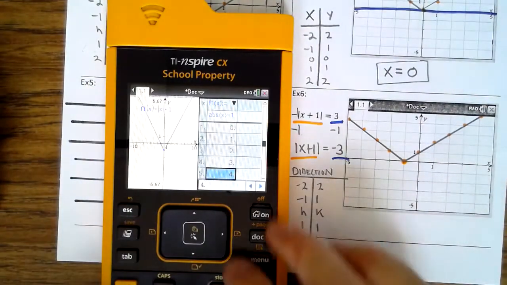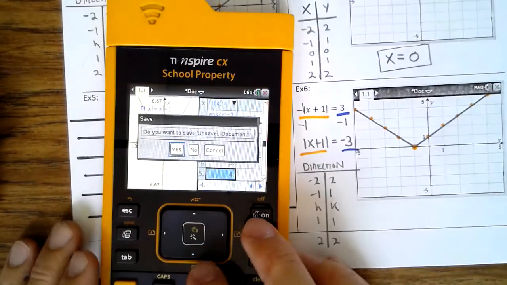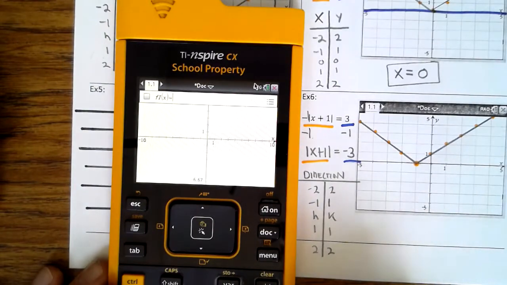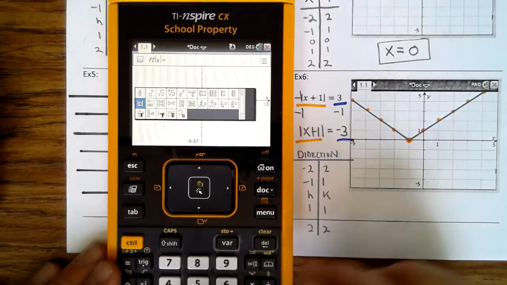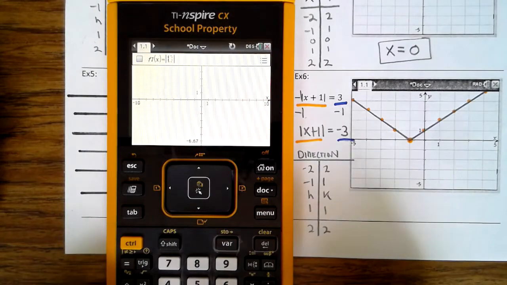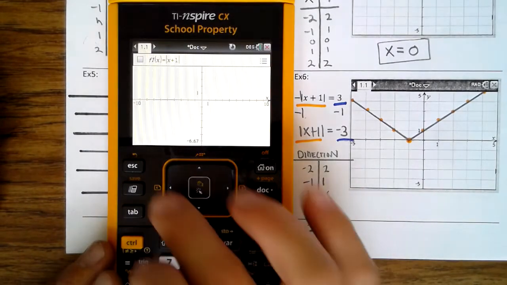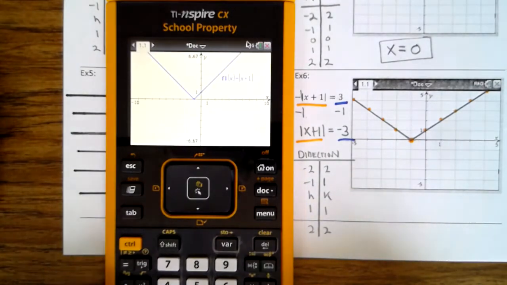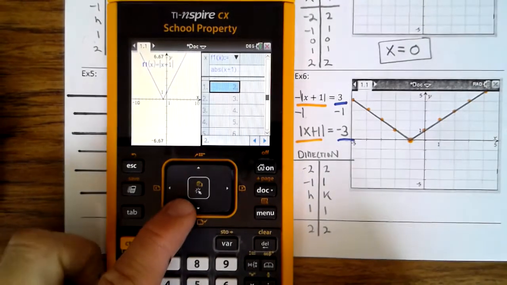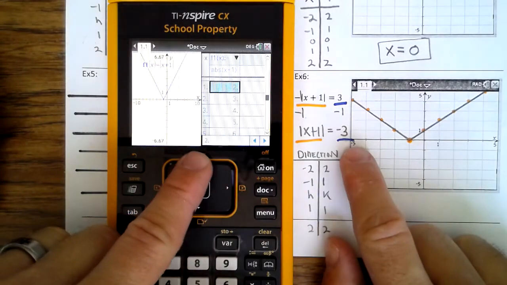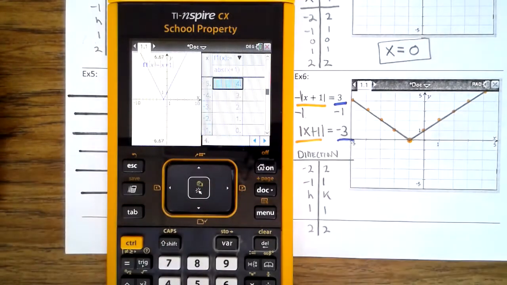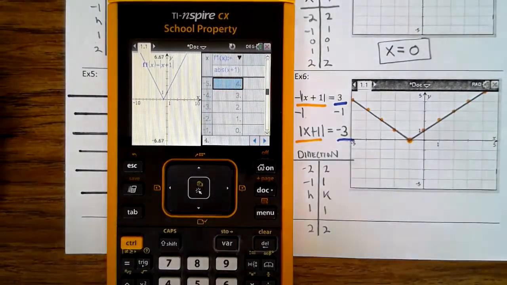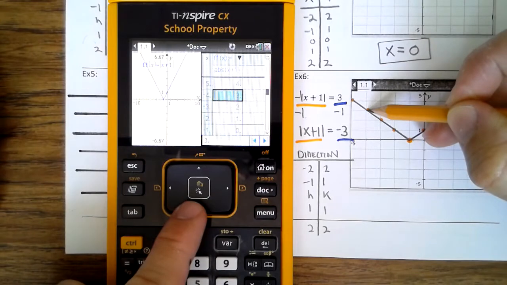All right, and let's verify that those points are correct. So to graph it on the calculator, new document, add graph, and then we press the button next to 9, absolute value, and then we're going to put in x plus 1. Okay, and then control T, and we go farthest to negative 5. So negative 5, 4, that point's correct.